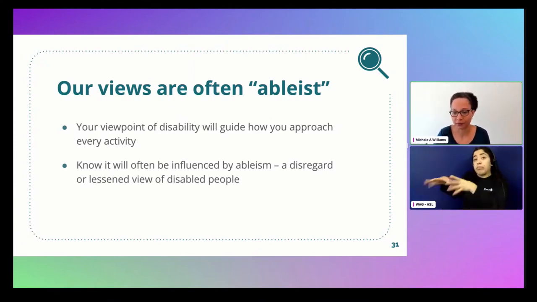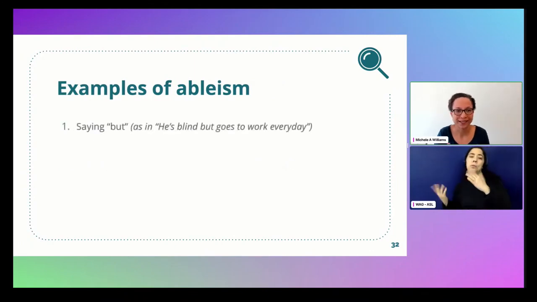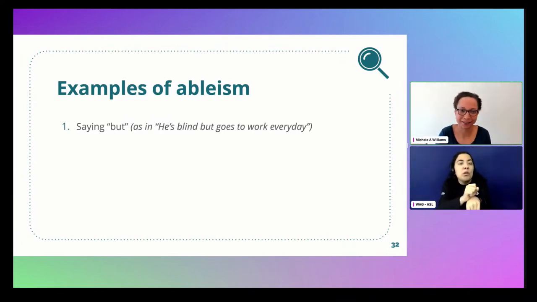So here are some examples that you may have encountered every day. Saying "but", and this is a blog post that I actually have, "Stop Saying But." That would be as in, "He's blind, but he goes to work every day." No, hopefully you see that those two things shouldn't be connected with a "but" in the middle.